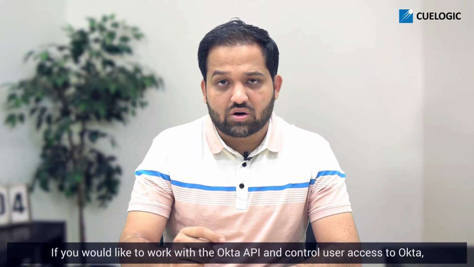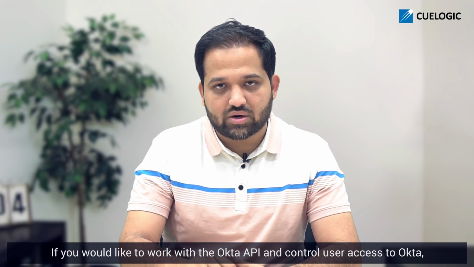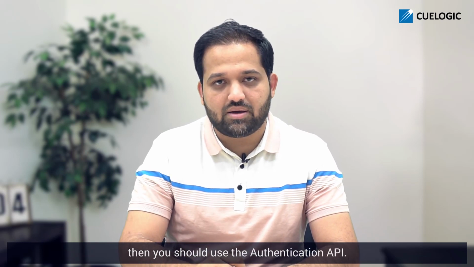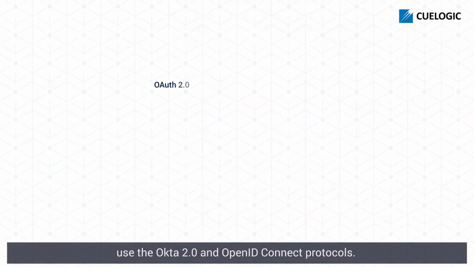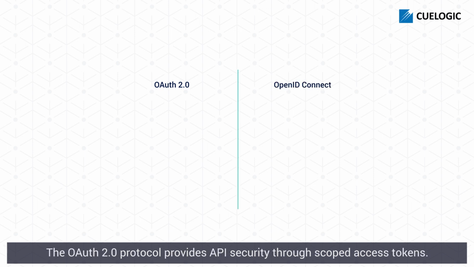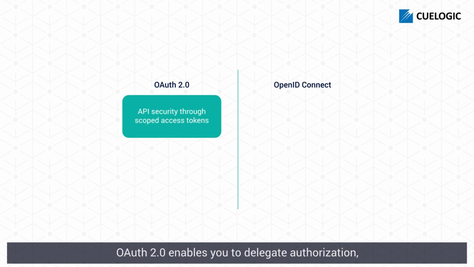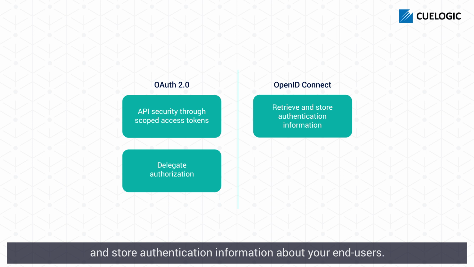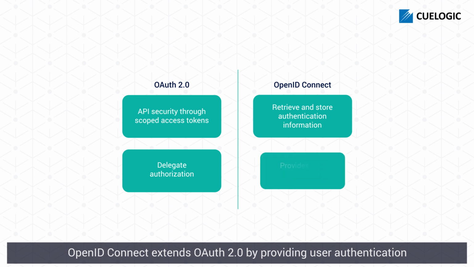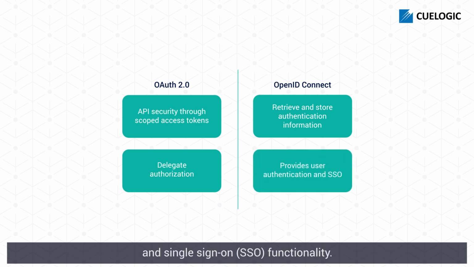If you would like to work with the Okta API and control user access to Okta, then you should use the Authentication API. If you are interested in controlling access to your own application, use the OAuth 2.0 and OpenID Connect protocols. The OAuth 2.0 protocol provides API security through scoped access tokens. OAuth 2.0 enables you to delegate authorization, while the OpenID Connect protocol enables you to retrieve and store authentication information about your end user. OpenID Connect extends OAuth 2.0 by providing user authentication and SSO functionality.